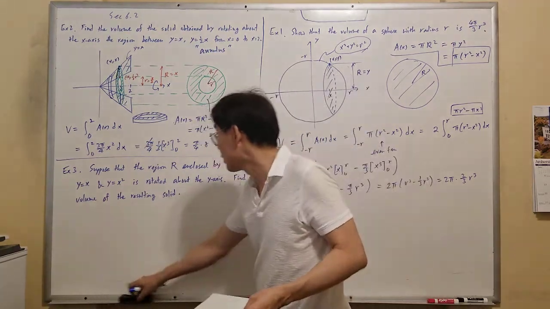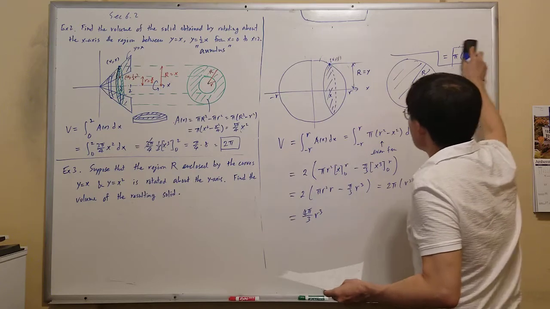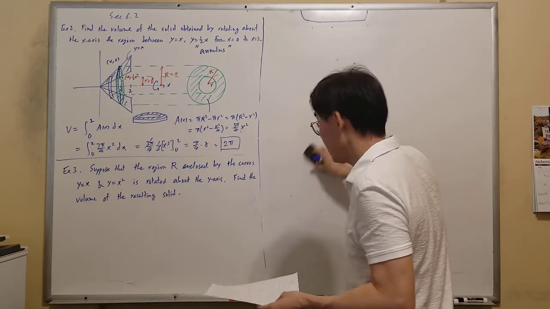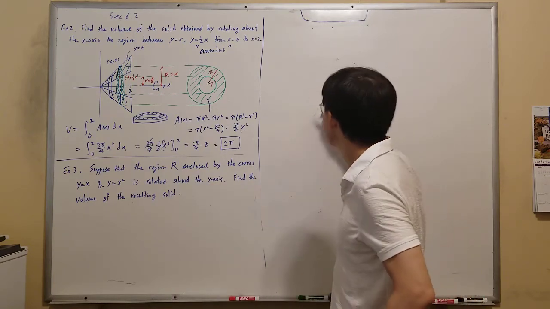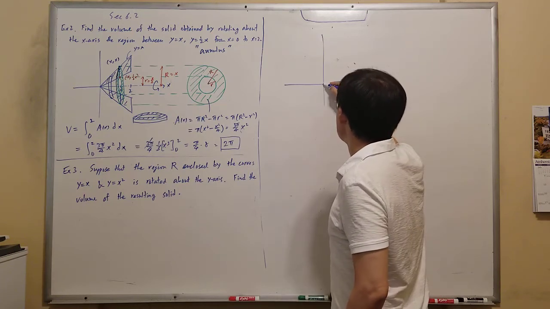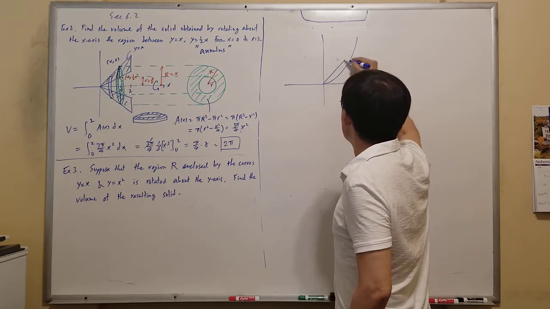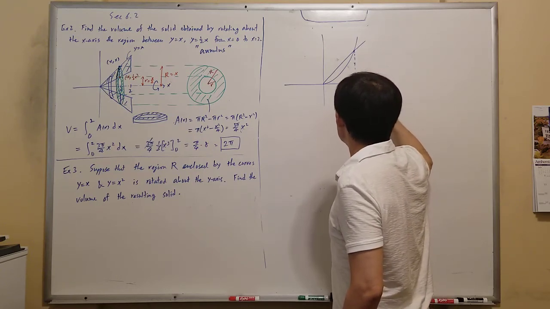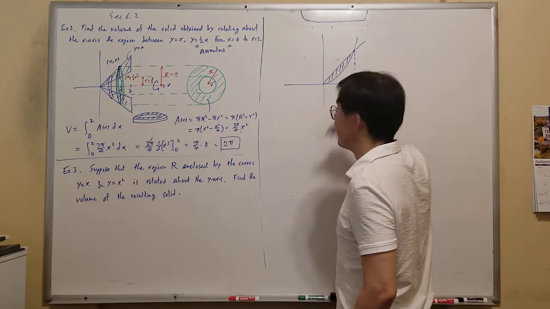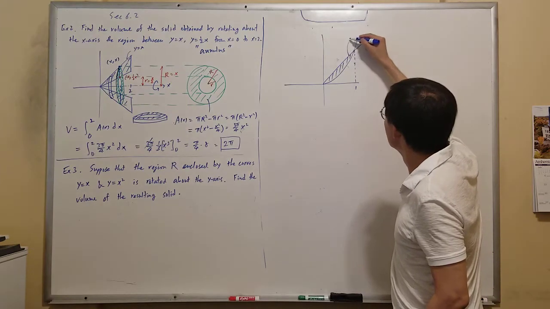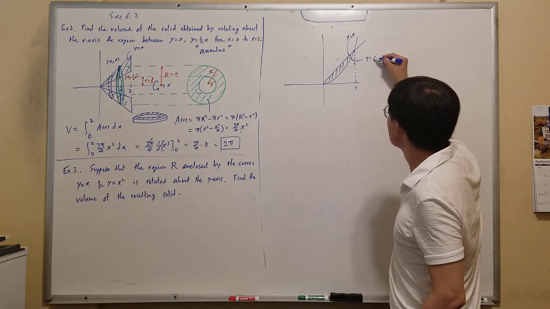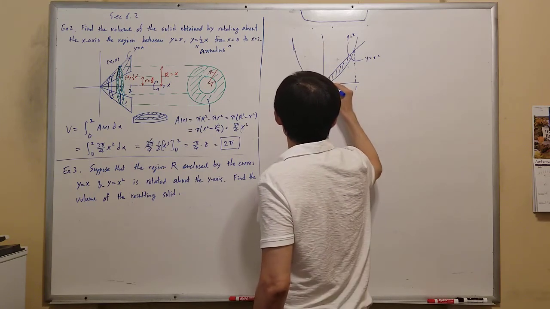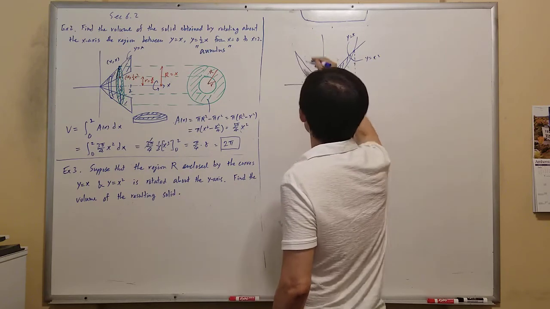Okay, let's do it over here. So which region are you rotating about the y-axis? The region between y equals x squared and y equals x. Definitely they intersect at 1. That region. So this is y equals x, this is y equals x squared. It's rotated around here.